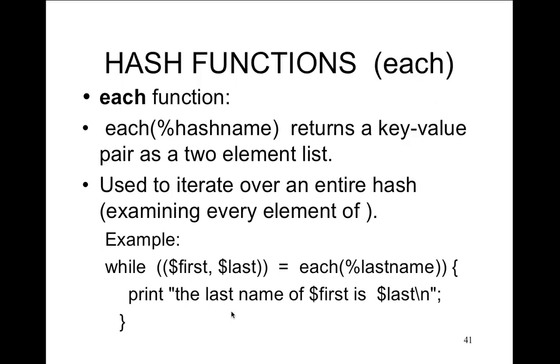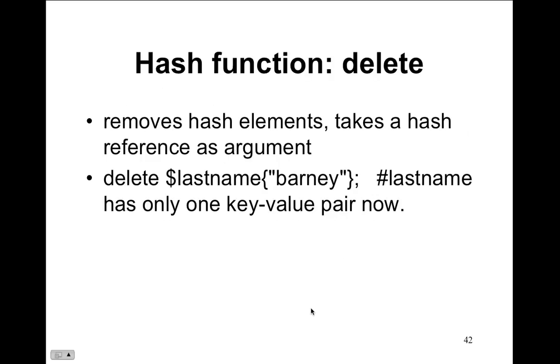So the each function as well. It's very similar to the foreach loop, but the each function returns the key value pair as a 2-element list. It's used to iterate over an entire hash, examining every one of the elements. And here we have a while loop where first name and last name equal each one of these, and we're going to print out the last name of the first name. So it's a great way of creating loops. There's a little bit more looping functionality in Perl than there is in C or C++.